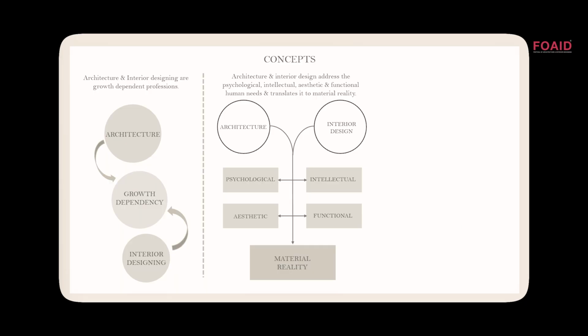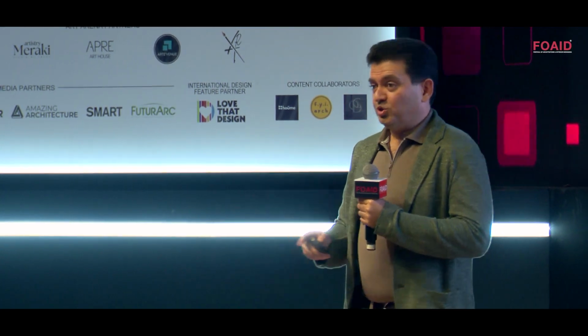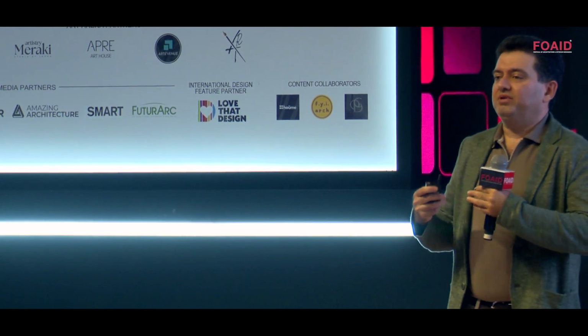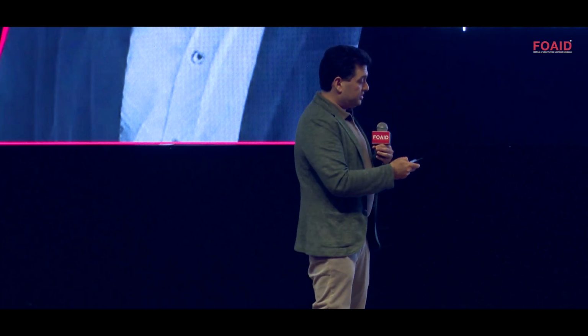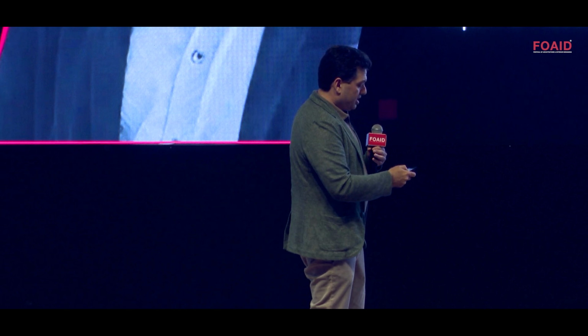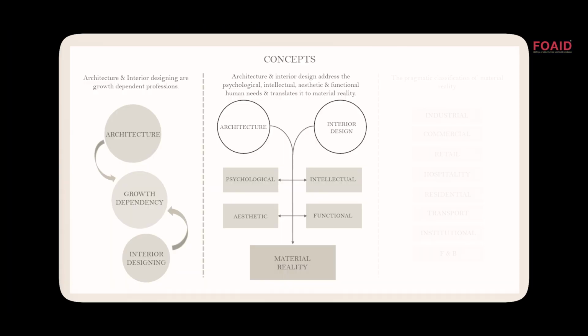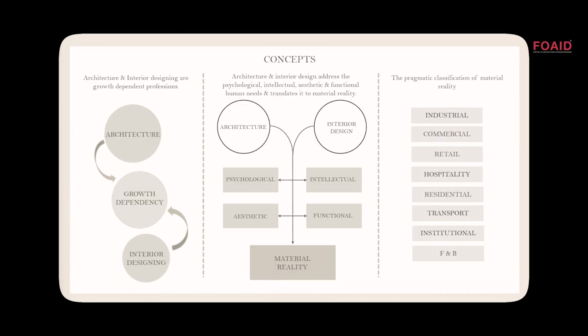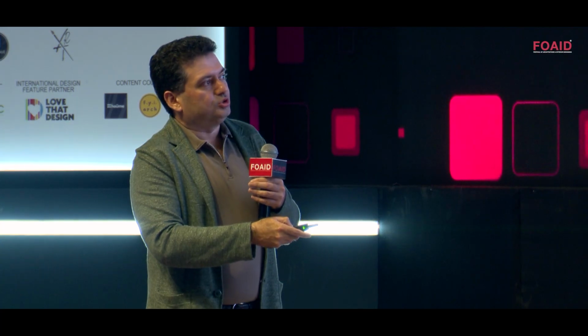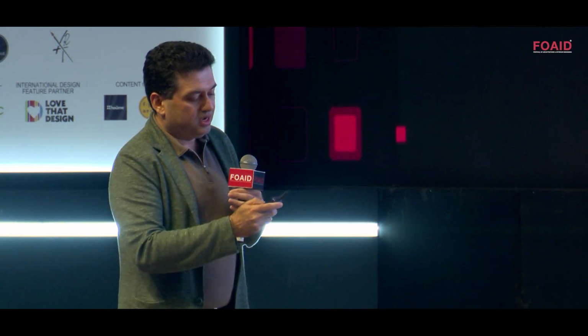Now, architecture and interiors in some ways address the psychological, intellectual, aesthetic and functional human needs, which are translated into material reality. These are subjective needs which we are translating into material reality. The key note is that it eventually has to be material, like the place we are standing right now. A pragmatic way to define that reality is in sectors. So that's what I've done here for you. Industrial, commercial, retail, hospitality, there are an endless number of sectors.